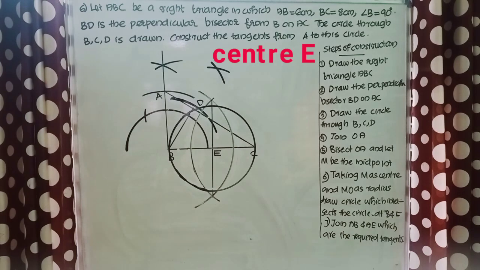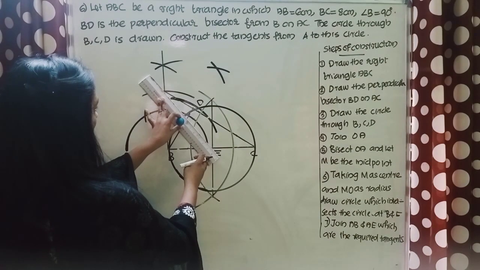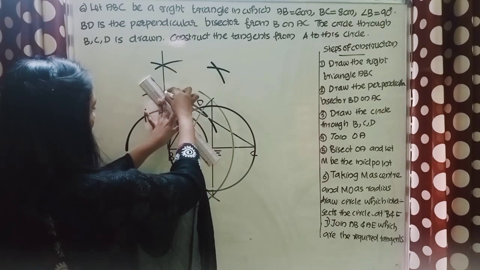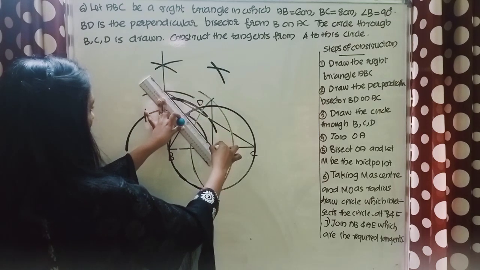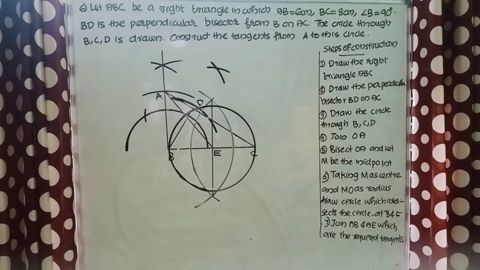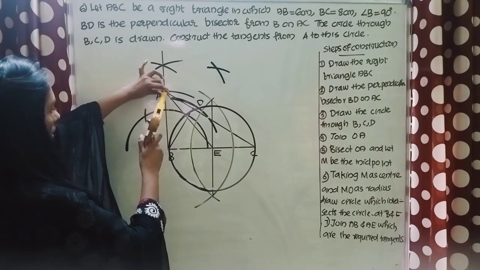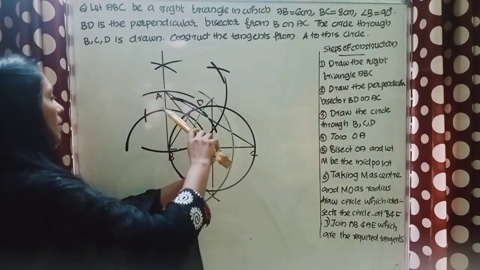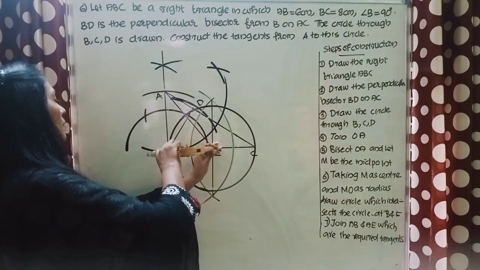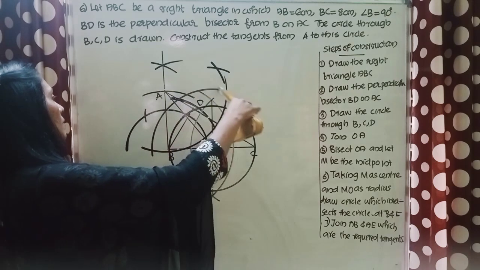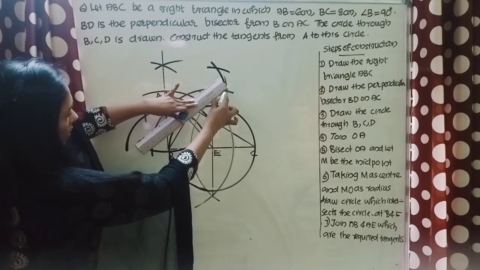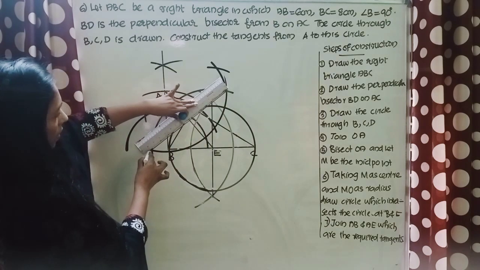Now we need to draw the tangents to this circle from the external point A. For that, first join EA and then bisect it. For bisecting EA, let us draw arcs from both endpoints and join the points of intersection. Let M be the midpoint of EA.